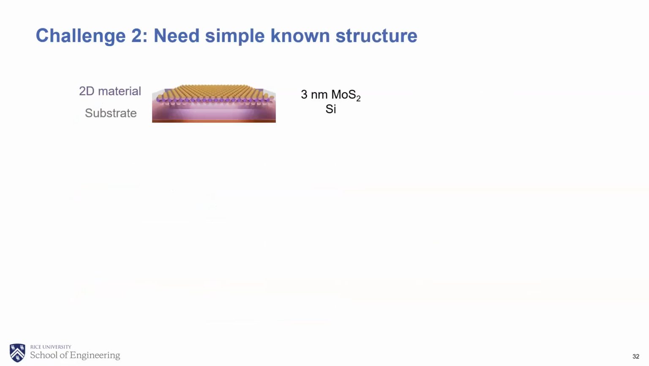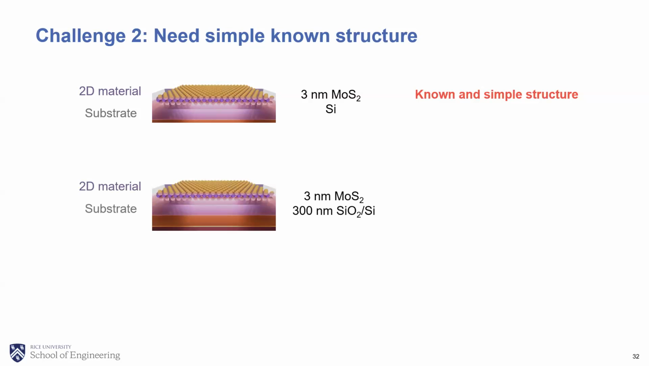The second major challenge for the conventional ellipsometry is there is a need for a simple and known structure for the measurement. So let's say you want to measure the MoS2 N and K. You can just prepare a 3 nanometer thick MoS2 onto a bare silicon substrate. This is okay. This is considered as a simple and known structure.